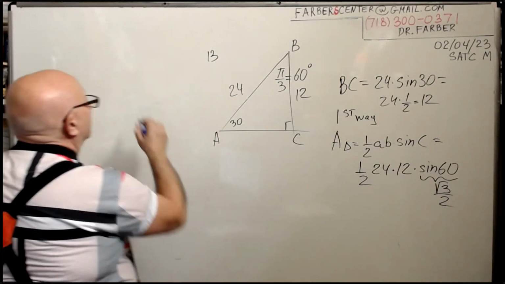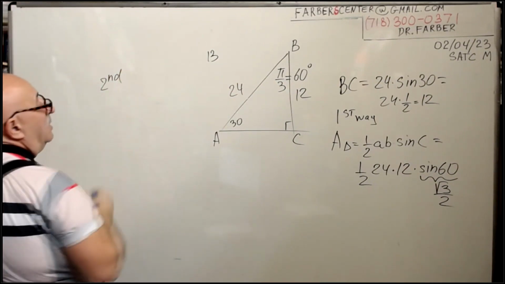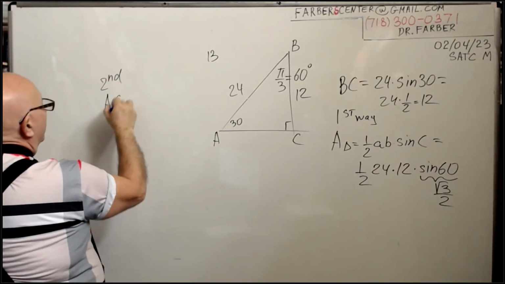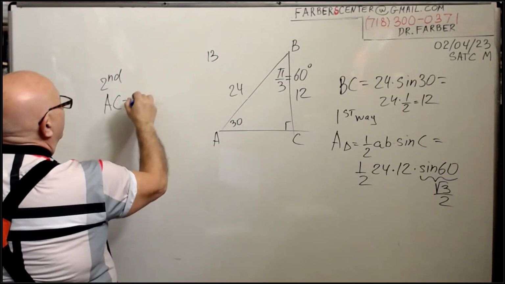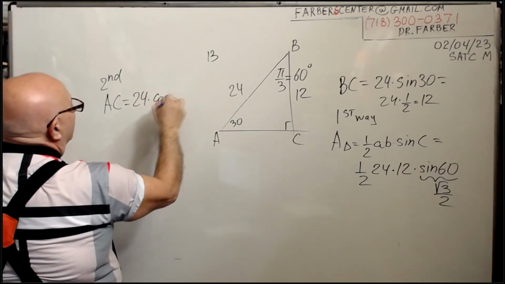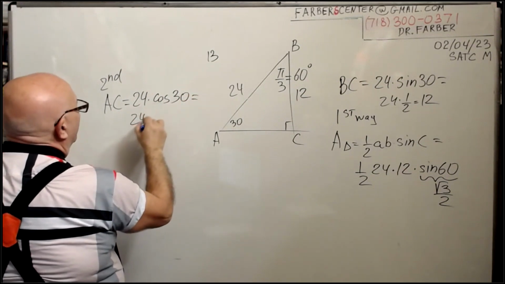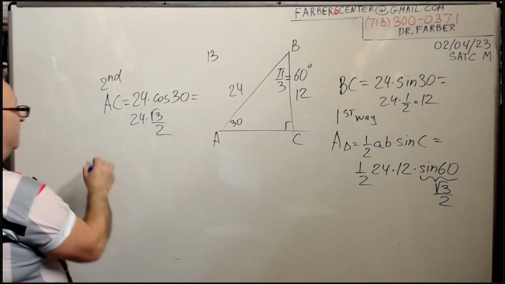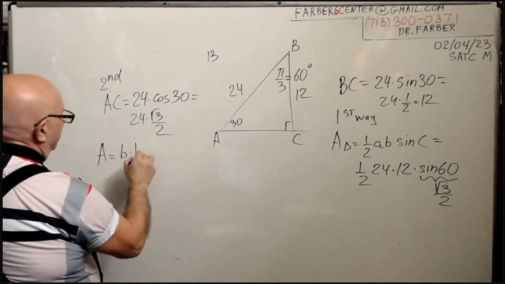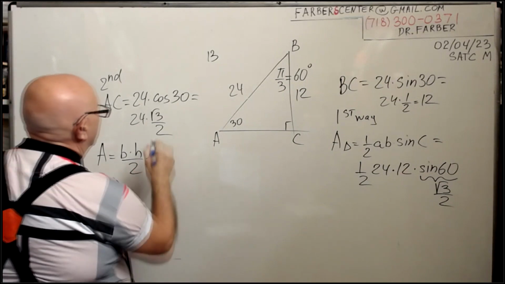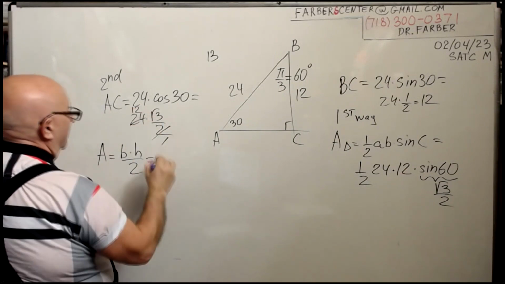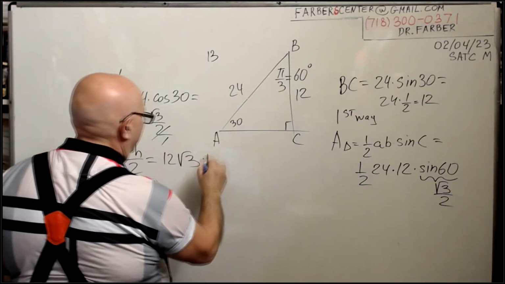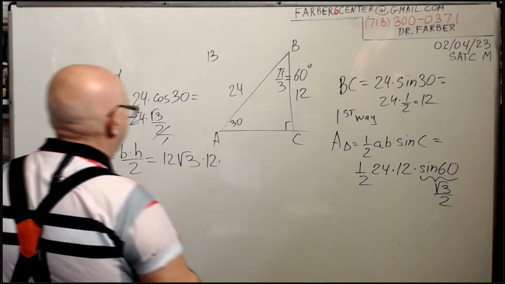Or you can use the second way. The second, AC equals 24 times cosine of 30. 24 times square root of 3 over 2. And now area, base times height divided by 2, which is, after simplification, this is 12 square root of 3. Base height is 12. And divided by 2.